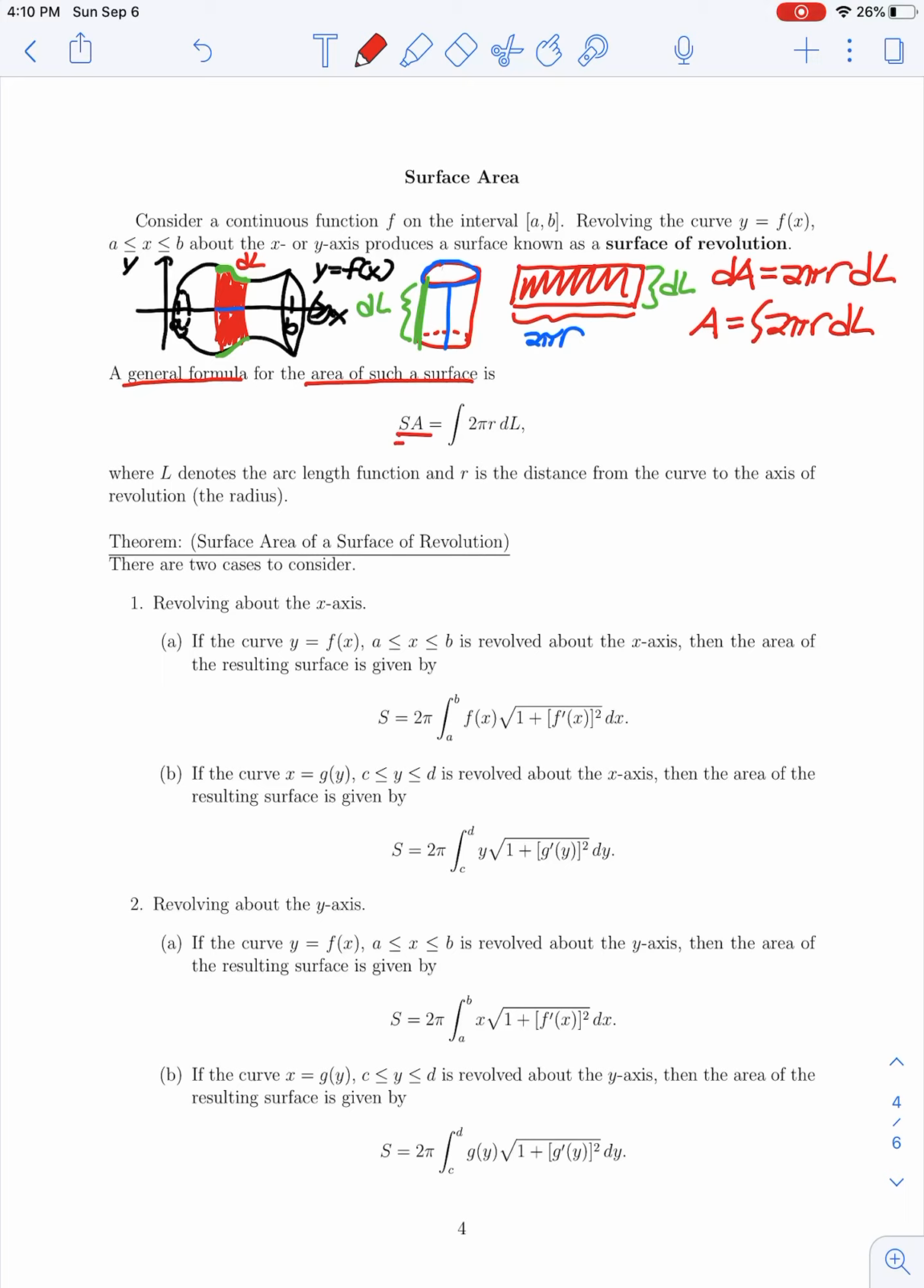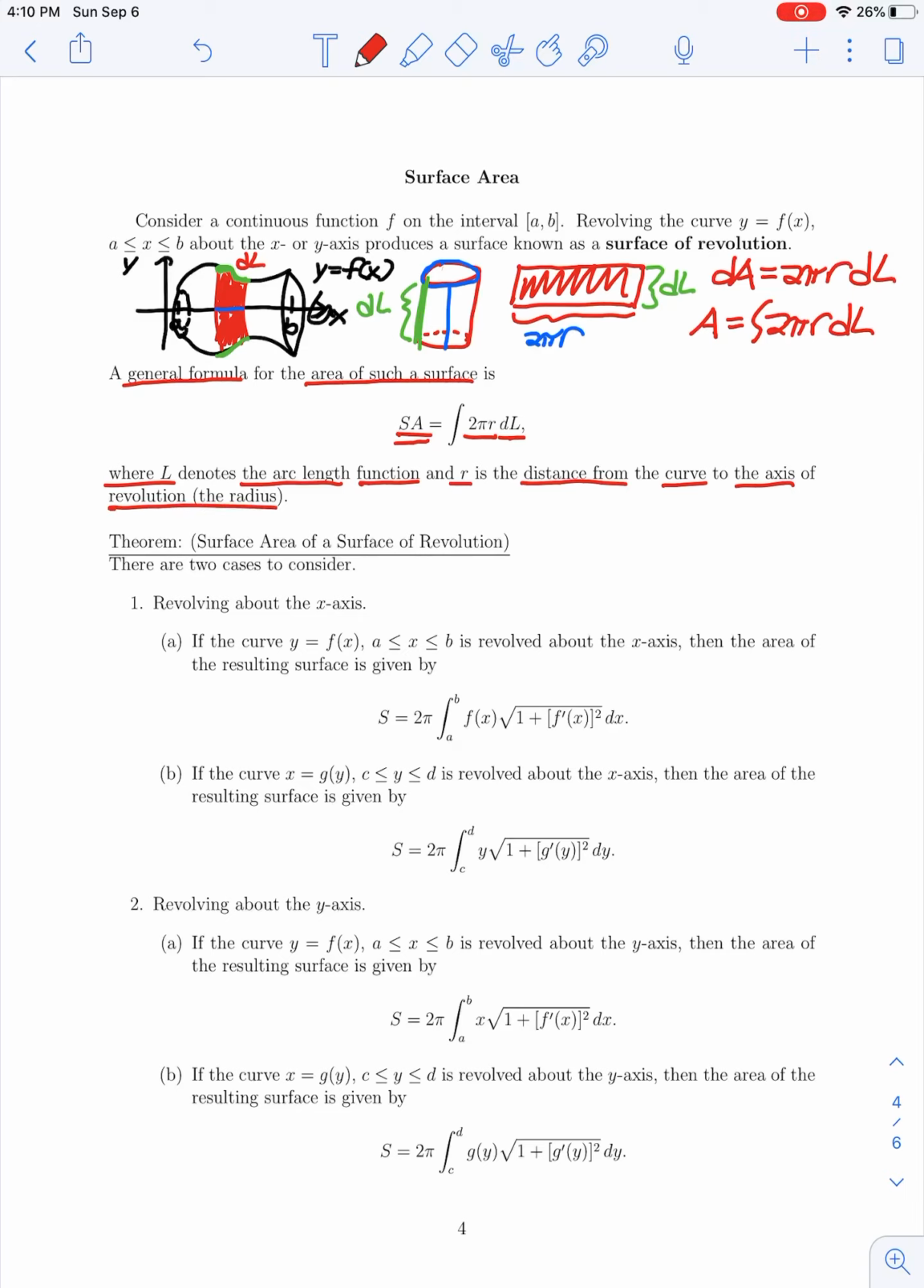So I'm going to denote it as SA for surface area, and it would be given by the integral of 2 pi times the radius of my little cylindrical strip wrapped around my surface of revolution times the height of that strip, which would be a differential of the arc length of my curve. So here I'm using the notation that capital L denotes the arc length function, and R, which is the radius of my cylinder, is the distance from the curve itself to the axis of revolution.